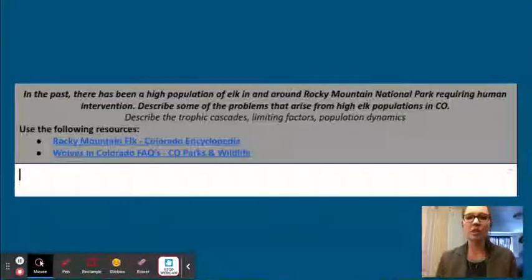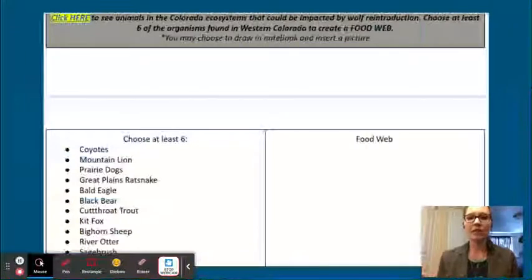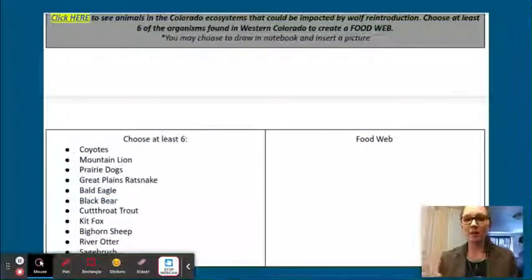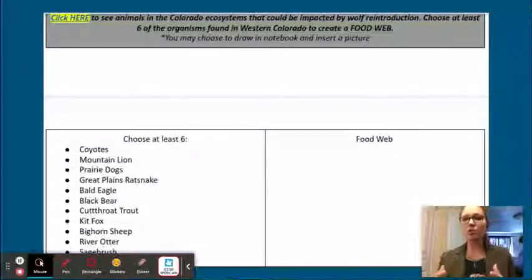After you answer that question, then you're going to look at the different members of the ecosystem in Colorado. So on your Google Doc, you guys will be able to click here to see the animals in Colorado ecosystems that could be impacted by the wolf reintroduction. You are going to choose at least 6 of the organisms found in Western Colorado to create a food web. You may choose to draw in your notebook and insert a picture, or choose to do a Google drawing or something like that.